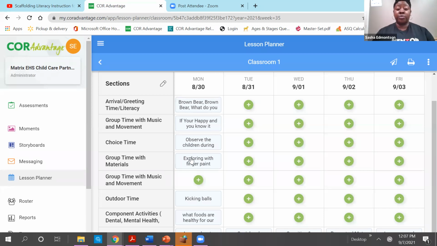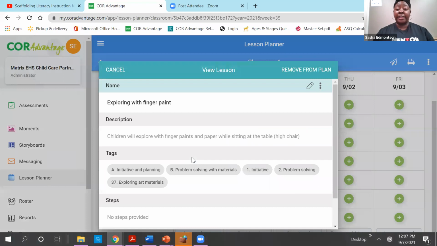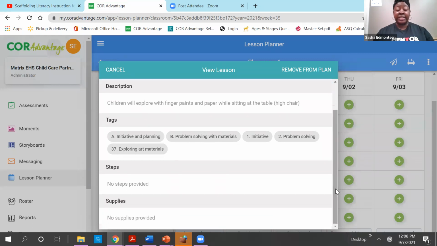This is also the section where you want to highlight those KDI and those core items. This would be considered the focus activity, and this is where you would tag those core items. So for this activity, you have initiative and planning, problem solving, problem solving with materials. And from the KDI side, you have initiative, problem solving, and exploring art materials. Now there is a section that says steps. It's not mandatory that you fill this section in, but if there's some special part that needs to be indicated, then you can just add it under the steps.